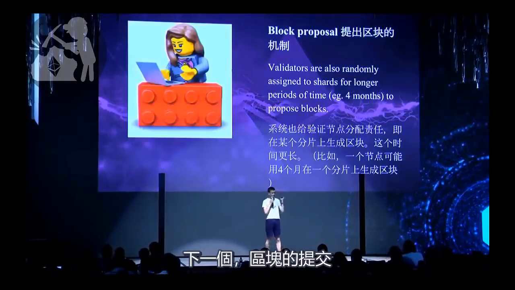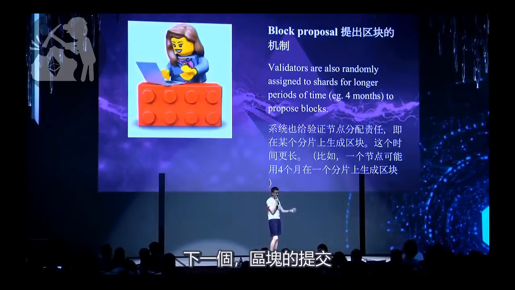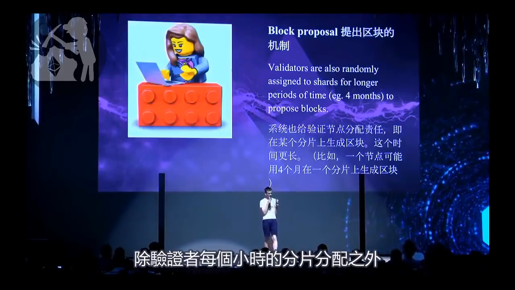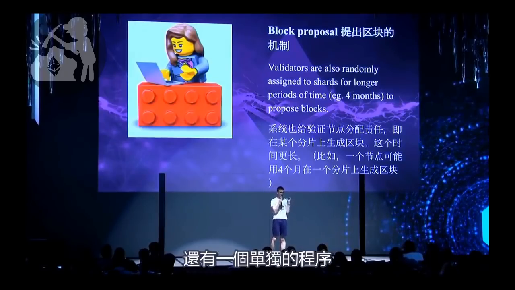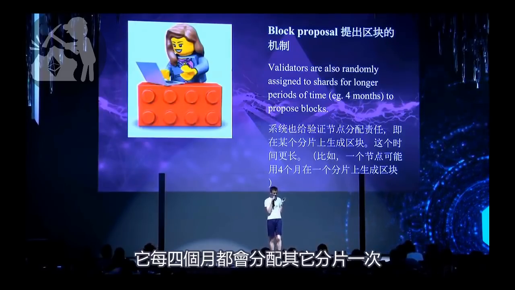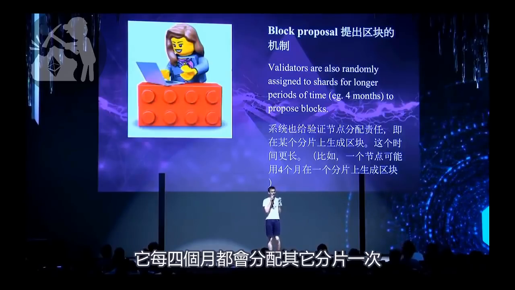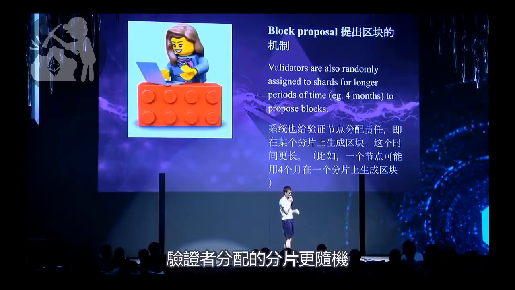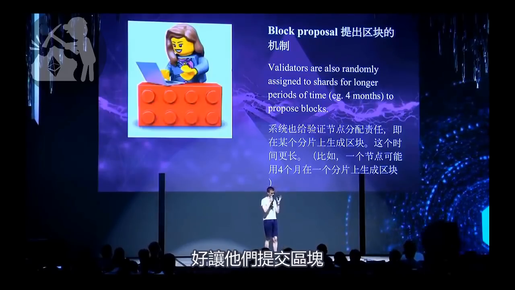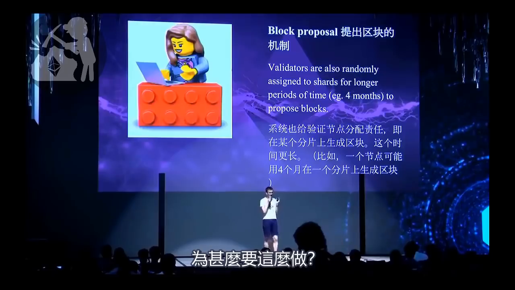So, crosslinks. So block proposal, right? So in addition to the process that assigns validators to shards for an hour at a time, there is a separate process which also assigns validators to shards for periods of 4 months at a time. And the purpose of this is that validators get randomly assigned to shards so that they can propose blocks. So why do you want to do this?